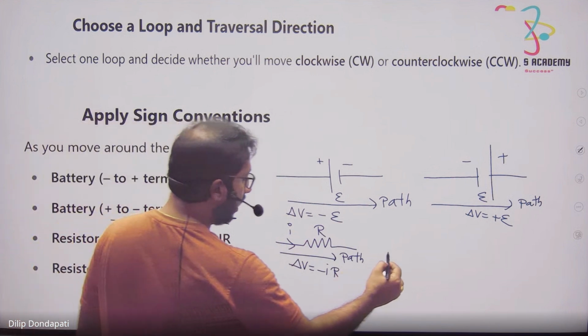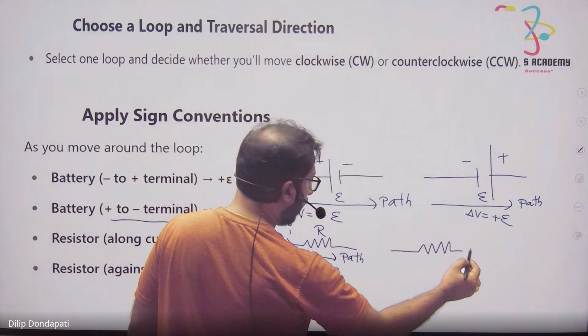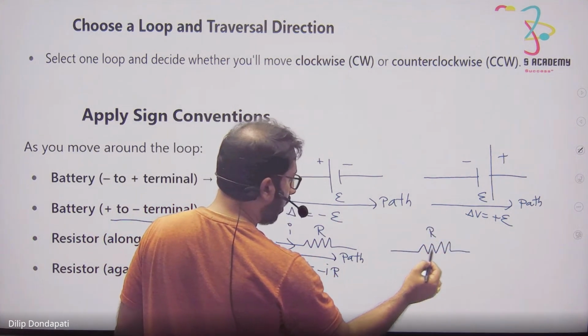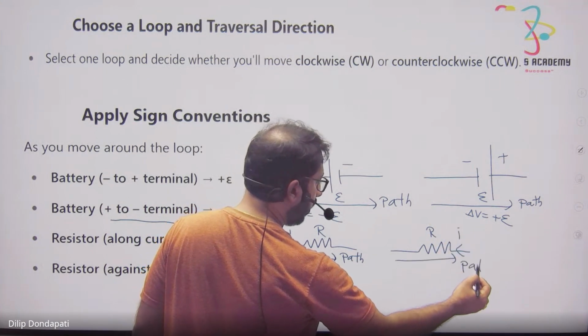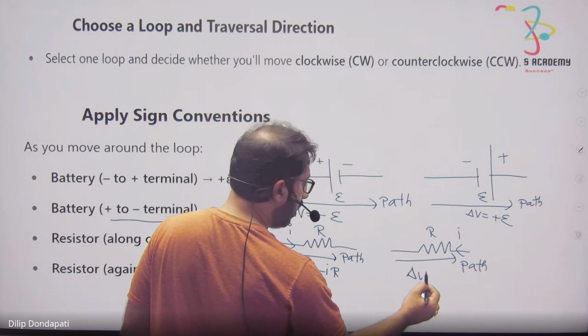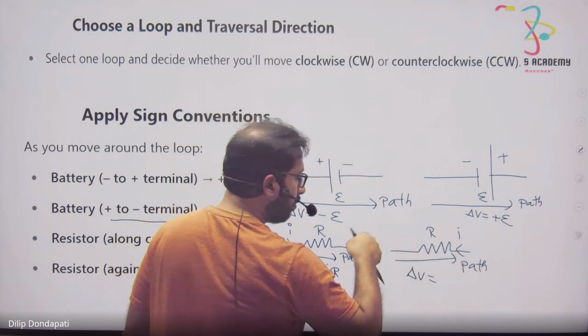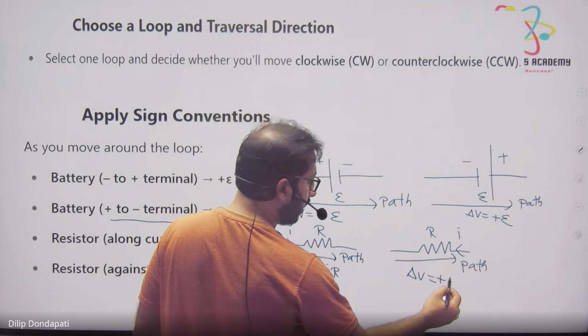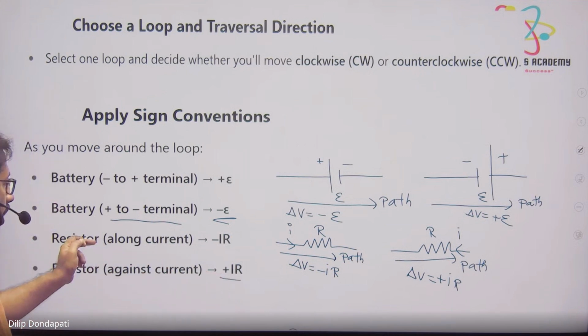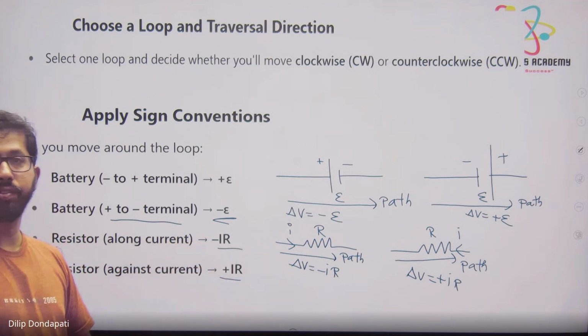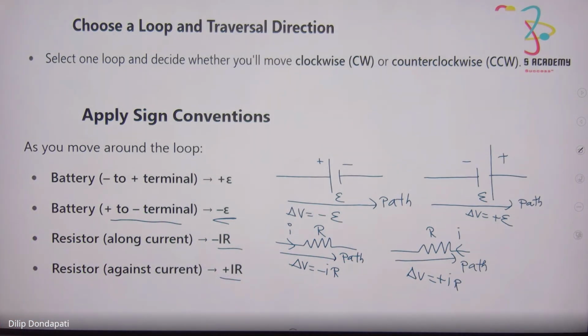Now in the resistance, suppose the current is flowing like this and the path you are taking is like this. What do we do in this situation? Delta V: current and path are in the opposite direction, so we have to take plus IR. This only: against the current plus IR, and along the current minus IR. You have to follow these sign conventions. This will make solving the questions easy.